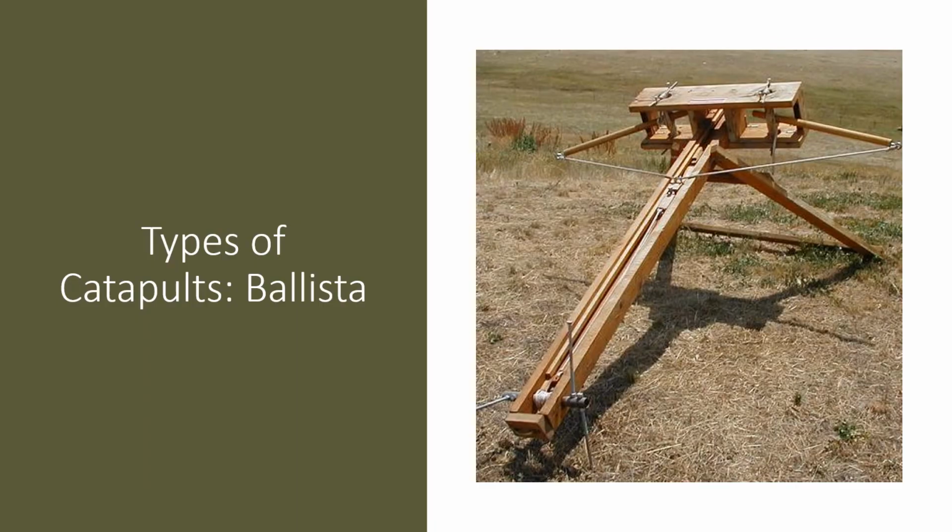Our last type of catapult is called a ballista. Can you say that word? Can you say ballista? It's basically a very large crossbow. And this crossbow actually uses both torque and tension. It's a huge rope that comes back, and it's actually a twisted rope. You can see it in this picture ever so slightly.